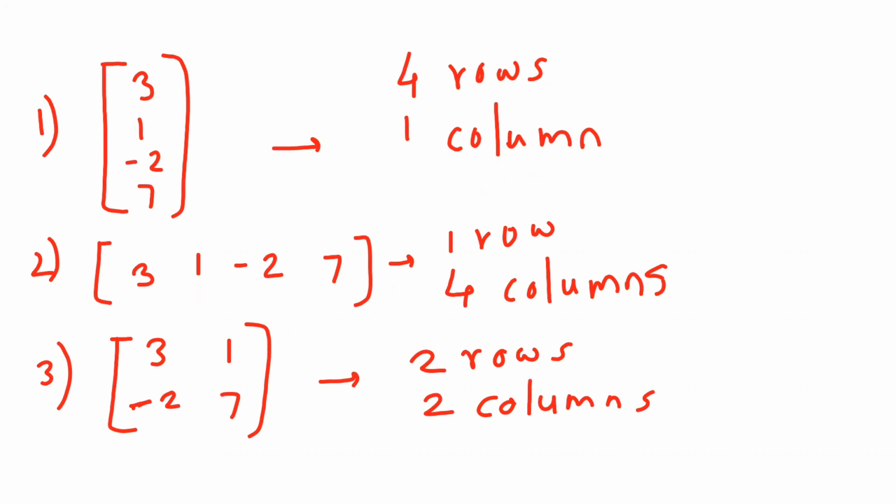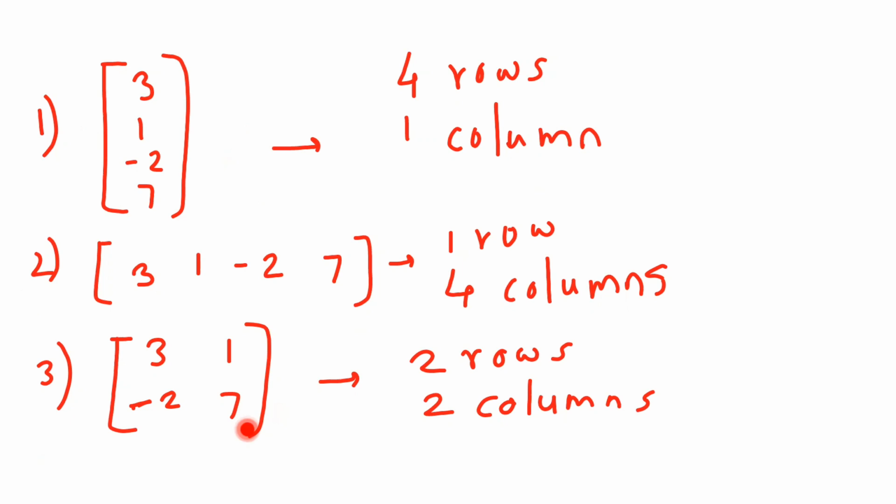In the first diagram, you can see there are 4 rows and 1 column. In the second, 1 row and 4 columns. And in the third, 2 rows and 2 columns. These are all called matrices. That is, a matrix is a rectangular arrangement of elements in rows and columns.